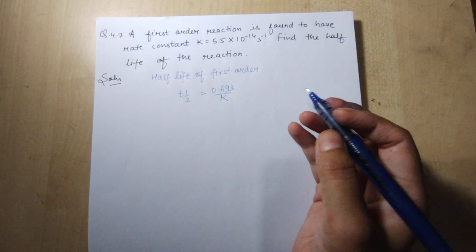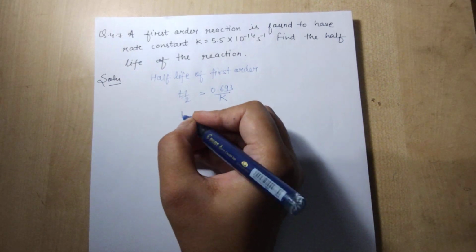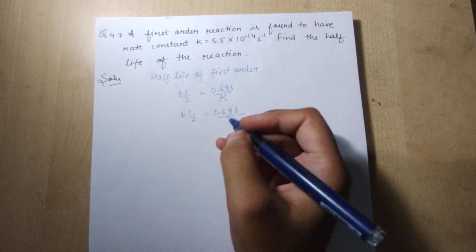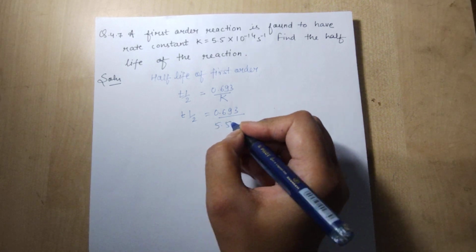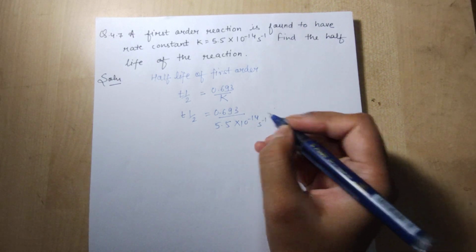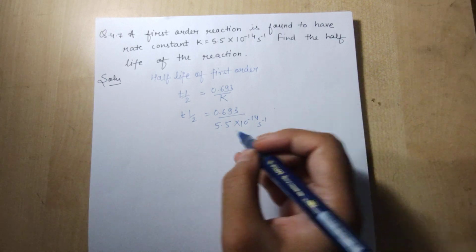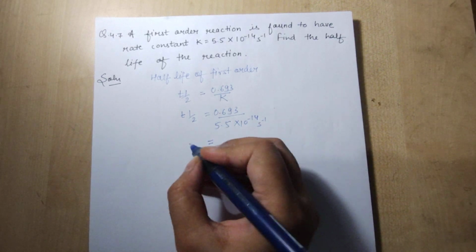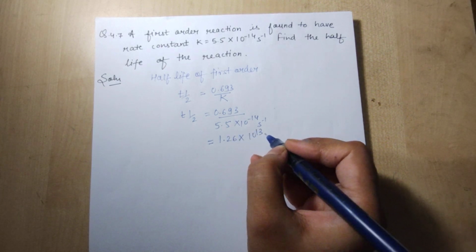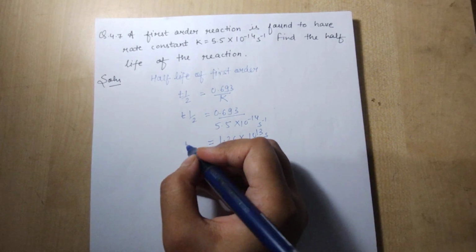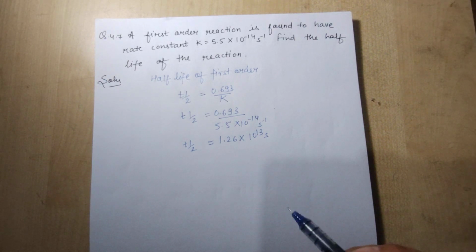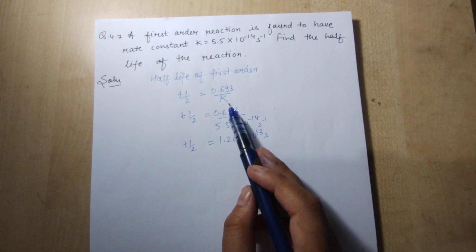So it's very simple. You have to put only the variable, that is T half is equal to 0.693 upon 5.5 × 10 to the power minus 14 per second. Time is given in seconds. So after calculating this, T half becomes 1.26 × 10 to the power 30 seconds. So this is the solution of half-life of first order, that is T half is equal to 0.693 upon K.